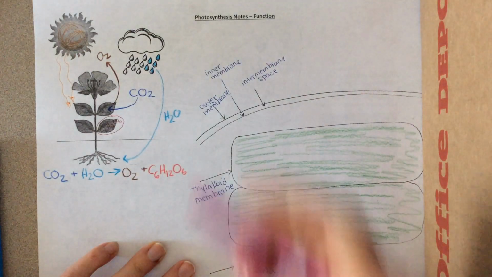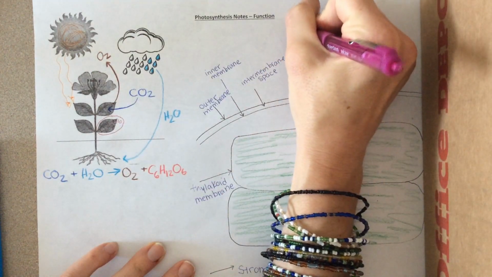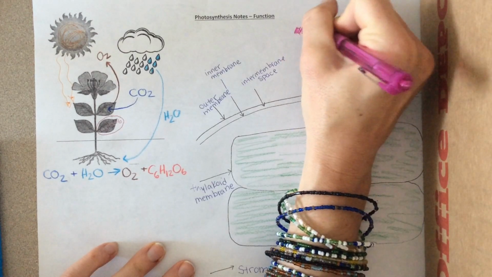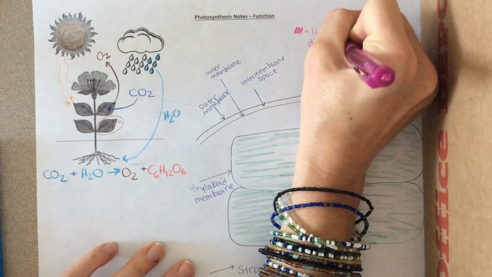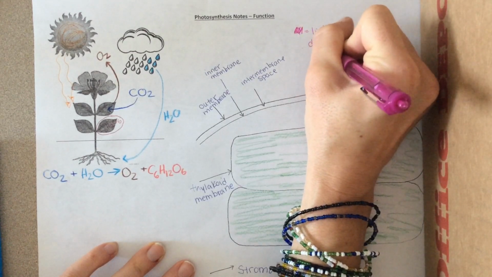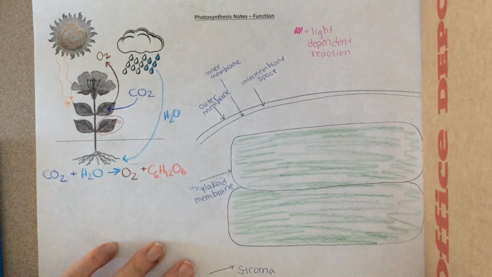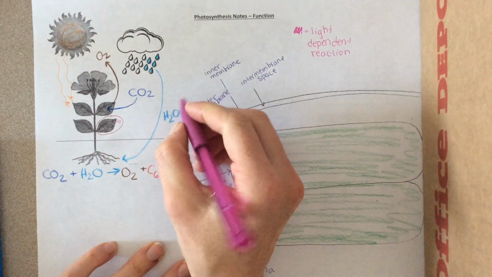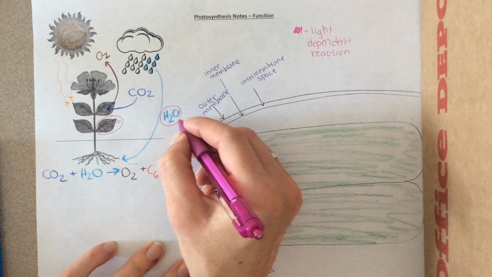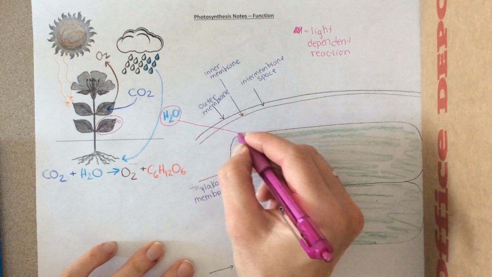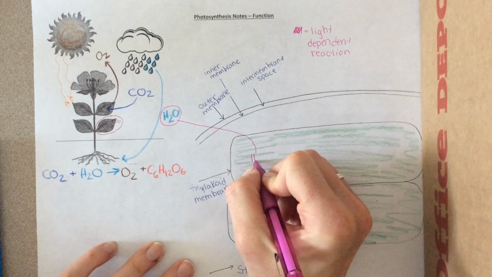So I'm going to use pink for the light dependent reaction. Okay, so for the light dependent reaction to occur, what's going to happen is that the first step is that water is going to enter into the thylakoid membrane.